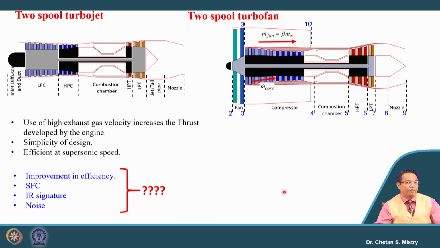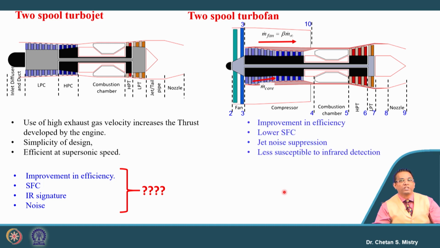Say we are looking for efficiency. We have constraints in terms of temperature, and that's where the challenge comes in terms of improvement of efficiency, specific fuel consumption, IR signature as well as noise. So these are the challenges for the turbojet engine, and that's the reason why people move towards the turbofan engine configuration. So let's look at the benefits of the two-spool turbofan engine.